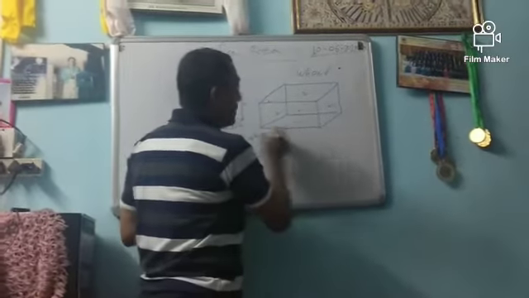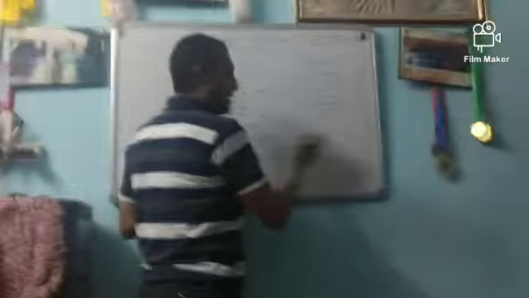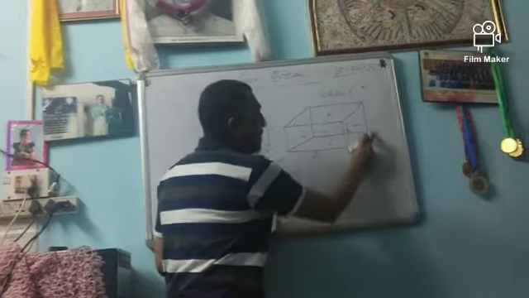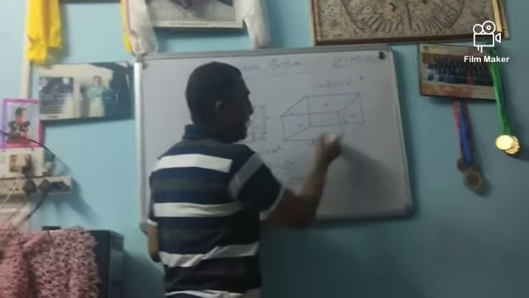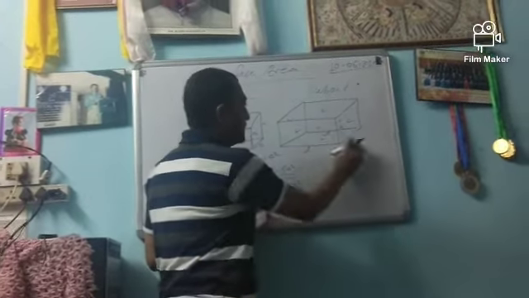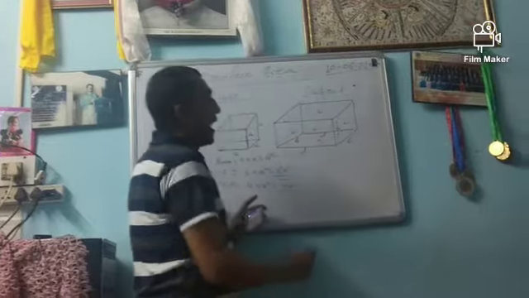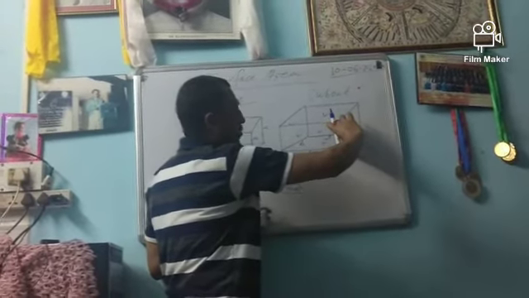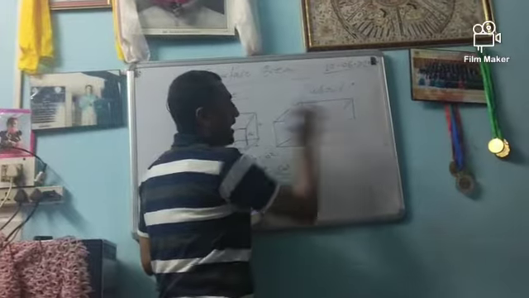Now let us talk about the dimensions. Suppose this is the length, this is the breadth, and this is the height. Here each part is a rectangle, so this is L, also this is L. This is B, and this is called the height of a cuboid. So L, B and H.